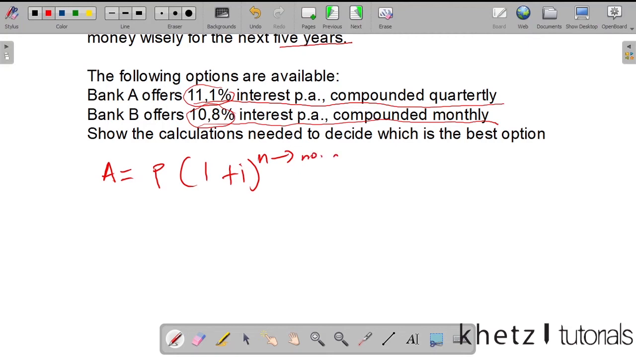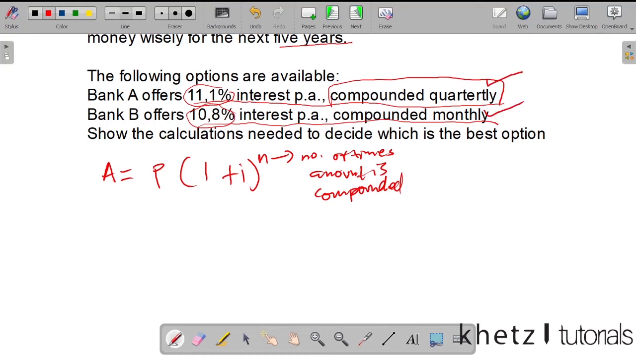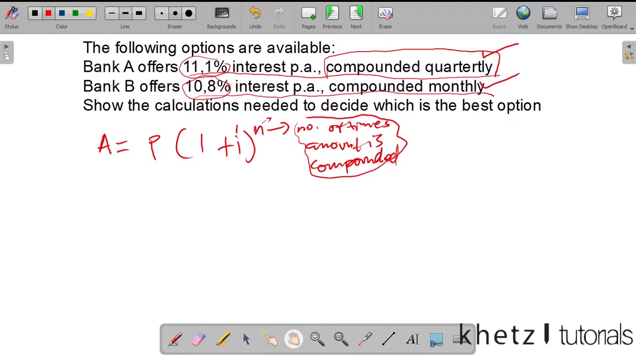So the number of times the amount is compounded comes into play if you're told about a different compounding period. If it doesn't just end at 11.1% per annum and you actually have a compounding period, you have to translate your I and your N into the number of times that the compounding is going to take place, right?